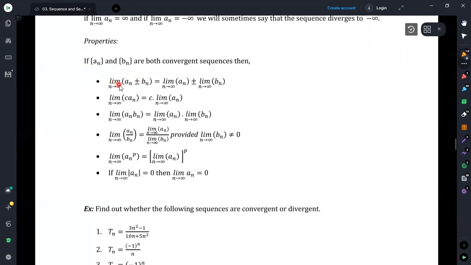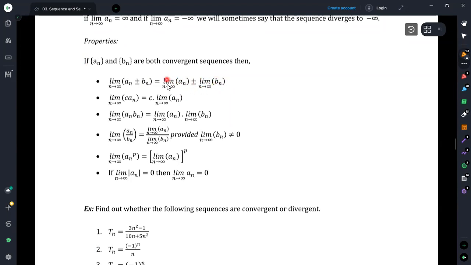It is because if you are considering the limit as n goes to infinity of an plus or minus bn, it is the addition or the subtraction of the given two sequences. We can consider it as the addition or the subtraction of the limits of these two given sequences.